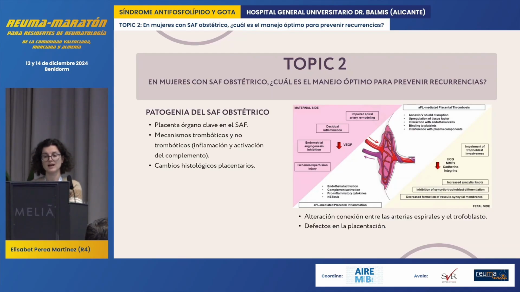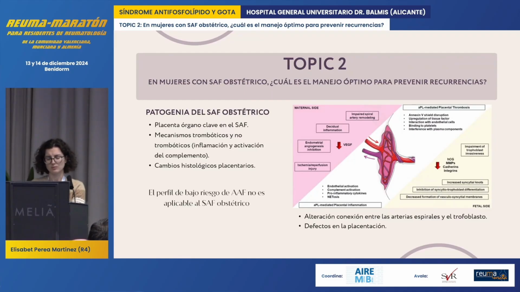Antiphospholipid antibodies act on the trophoblast, impairing its ability to invade. And also on the decidual cells themselves, promoting an inflammatory phenotype in these cells. All of this hinders the connection between the spiral arteries and the trophoblast and ultimately leads to placentation defects that result in early miscarriages.